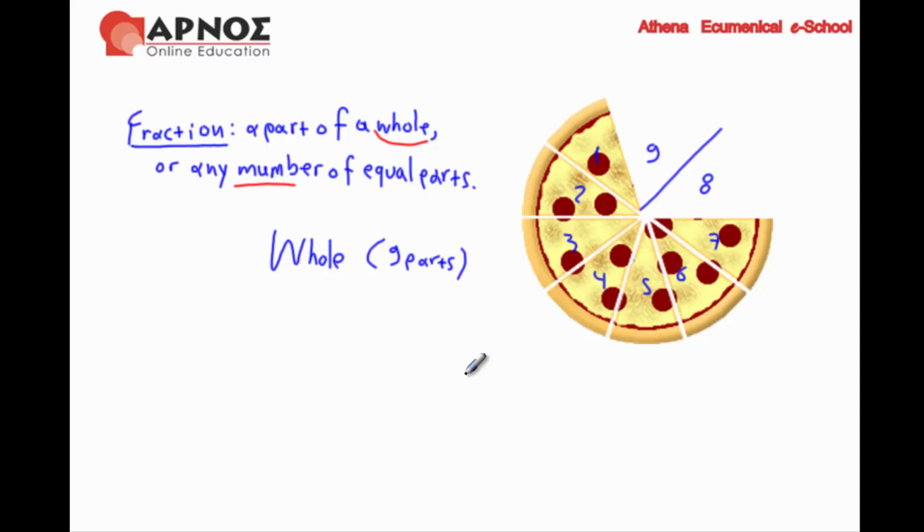As we said, the fraction describes a part of a whole. So, if we take one piece of that pizza, the fraction is written as 1 of 9. One part of the whole pizza, meaning one part of 9 parts of a pizza.